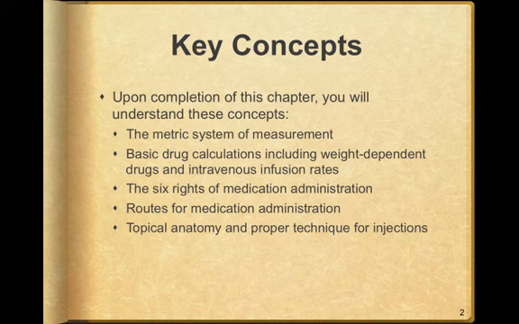Key concepts. After the completion of this chapter, you will be able to understand the metric system of measurement, and all medication pretty much goes off of the metric system at this point. Basic drug calculations, including weight-dependent drugs and intravenous infusion rates, or at least what they're used for. The 6 rights of medication administration, routes for medication administration, topical anatomy and proper techniques for injection, and this will be covered in your skills section for this block of instruction. So intramuscular, intradermal, subcutaneous, IV bolus, and so on.